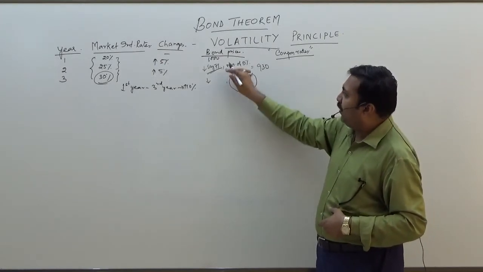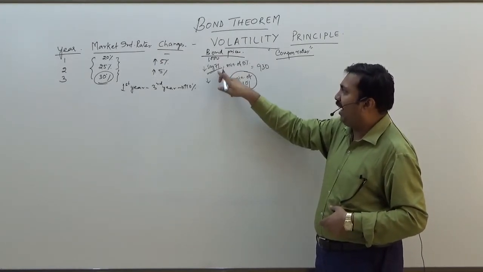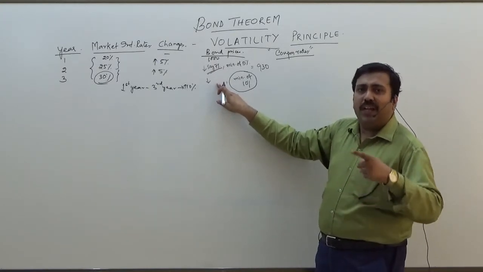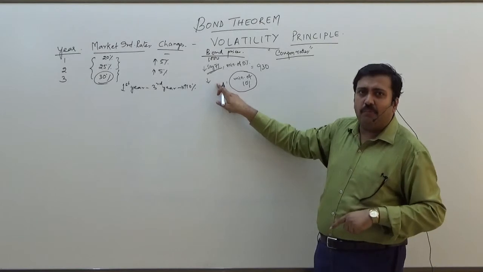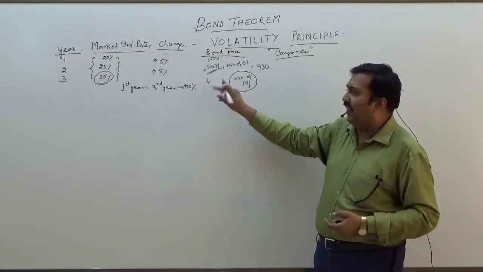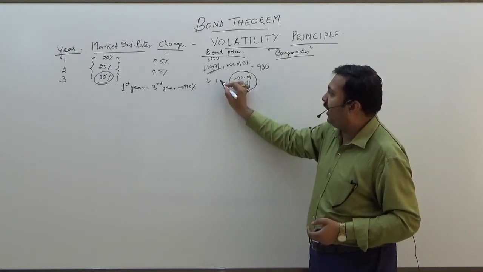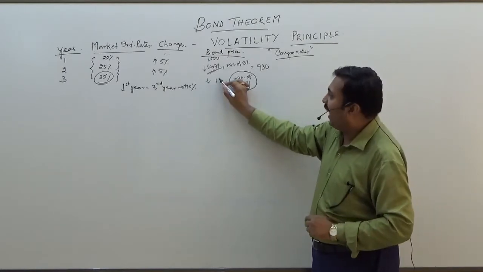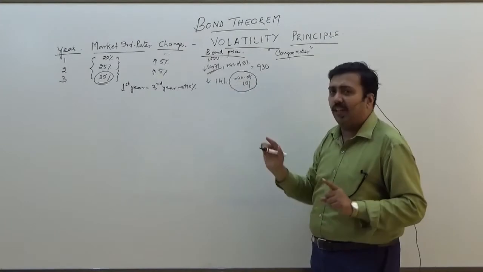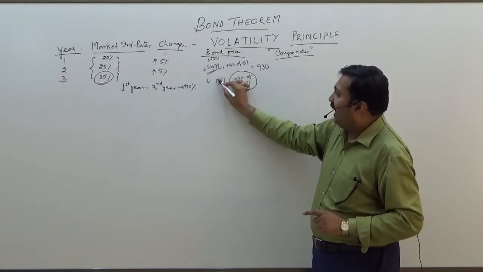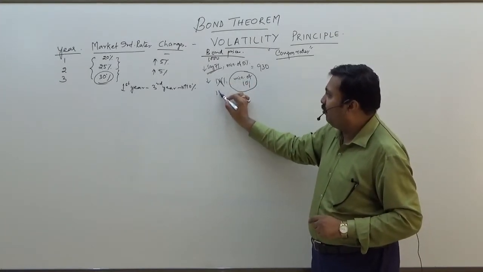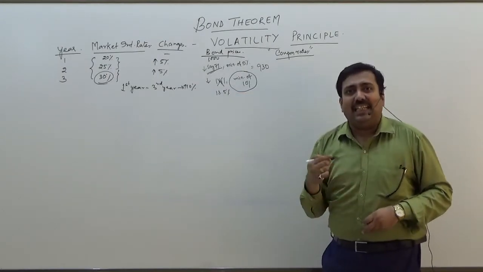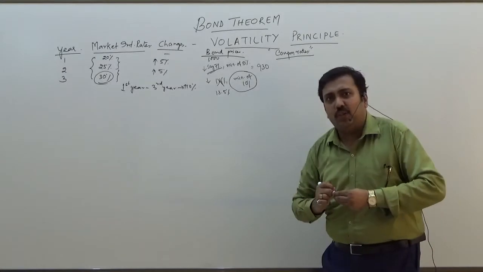Now, if I assume that it should decrease at the same rates, and we have already studied the other bond principles, where it says it has to happen at a diminishing rate. That means it cannot happen at 14% over here. It should happen somewhere around 13.5%. The rates are going to decrease.